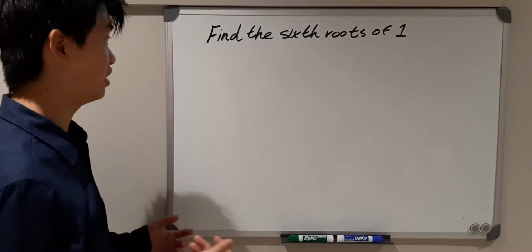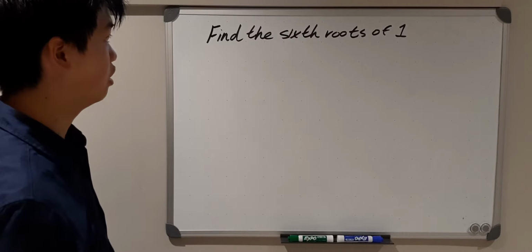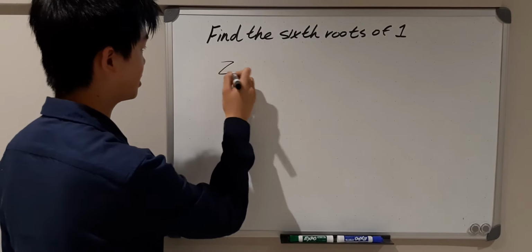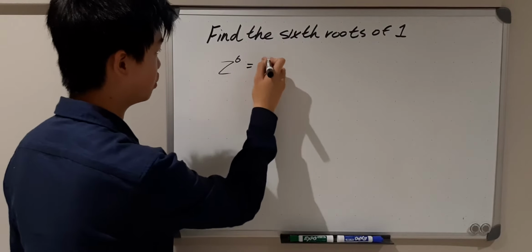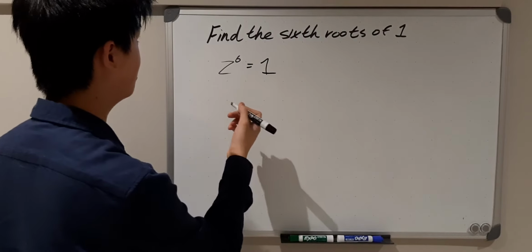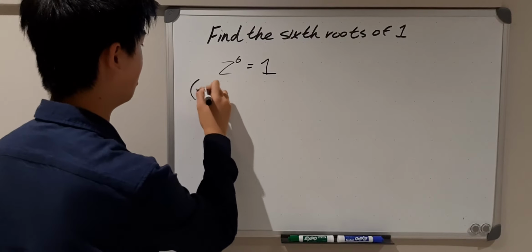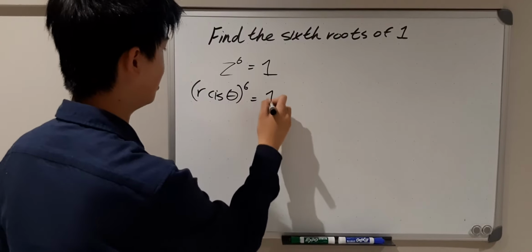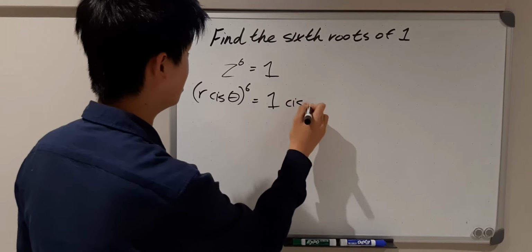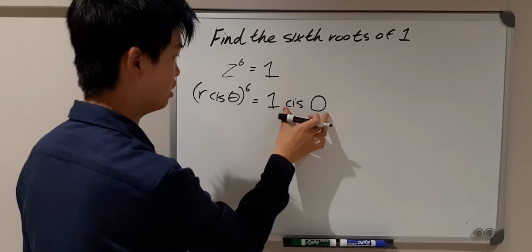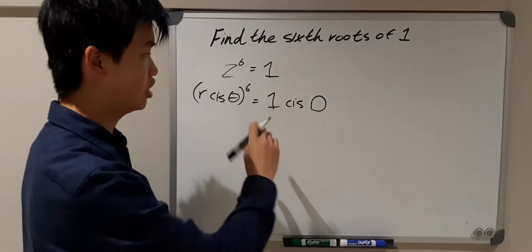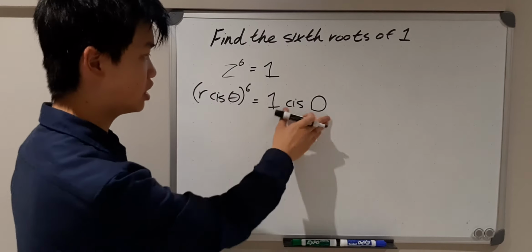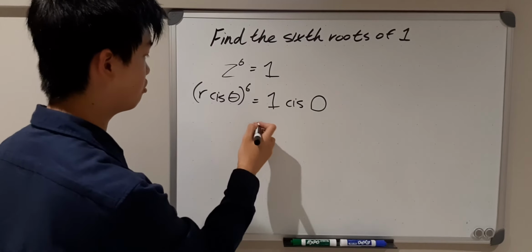Hello, so we have to find the sixth roots of 1, or the sixth roots of unity. So first we have z, a complex number, to the power of 6, and that's going to be equal to 1. So we know that z, we can just call that r cis theta, to the power of 6 equals 1, and we can add cis 0 here. The cosine in this situation is 0, so that's just 1 times 1, and the sine is 0, so this doesn't change anything. So we can apply de Moivre's theorem.